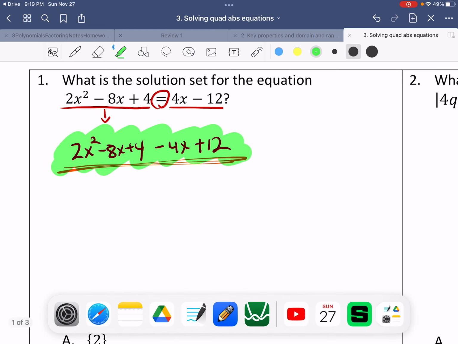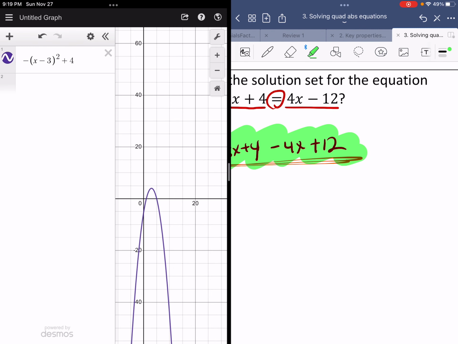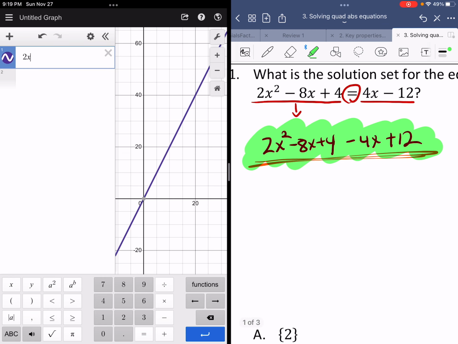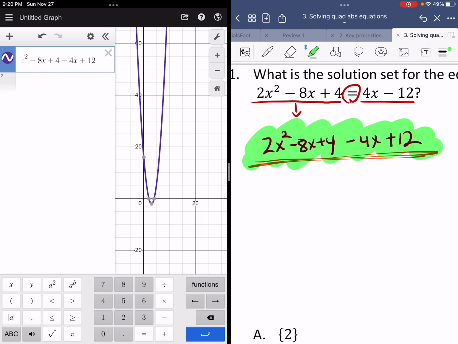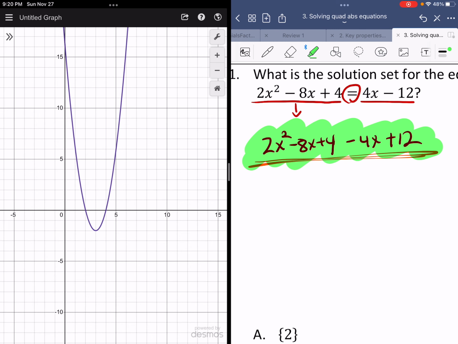All right, so let's go to our lovely decimals. It's going to be very, very simple. 2x squared minus 8x plus 4, and minus 4x plus 12. So again, what are these two points called? Solution. X-intercept, right? And apparently it matches with a solution. So how many solutions do we have? 2 and 4. That's it.